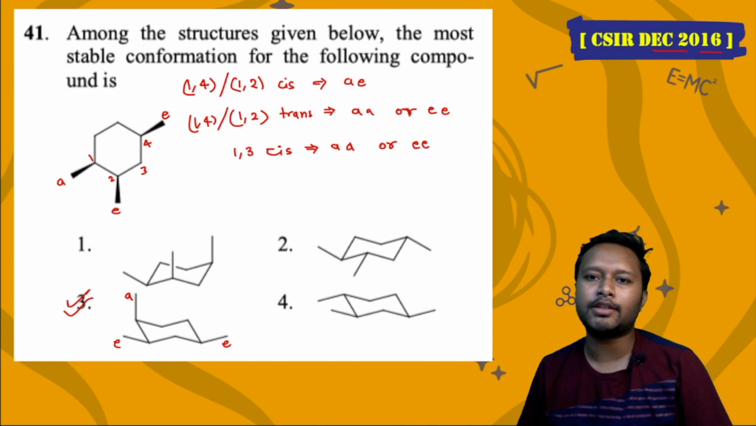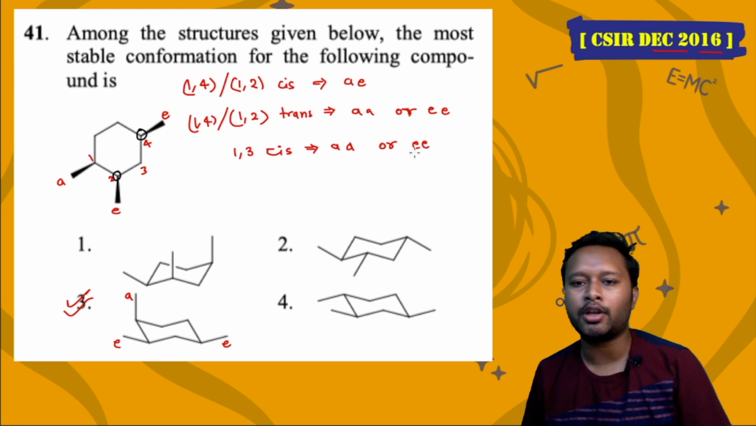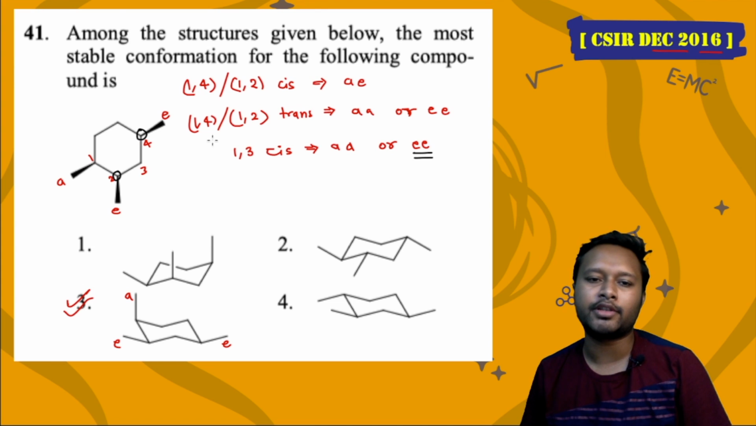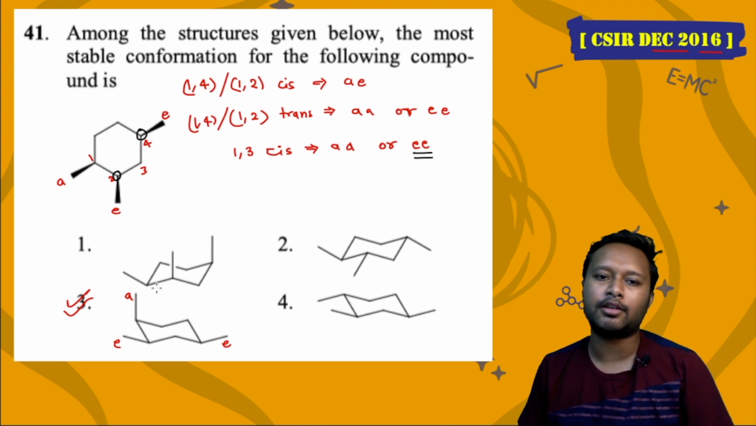One more thing you can check here is the relative conformation of these 1 and 3. If I number these accordingly, they will be 1,3, and both of them are cis. So 1,3 cis will give you either axial-axial or equatorial-equatorial. Since equatorial-equatorial is the more stable one, both of them are equatorial to each other. So that is also satisfied. Overall, the most stable conformation will be option number 3.